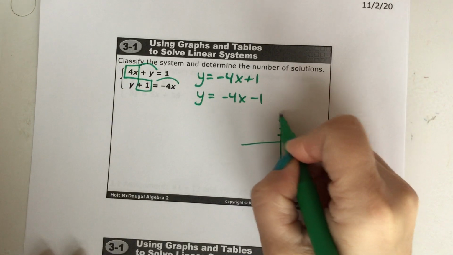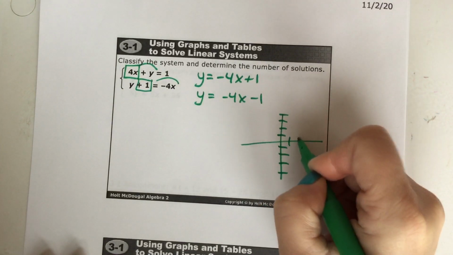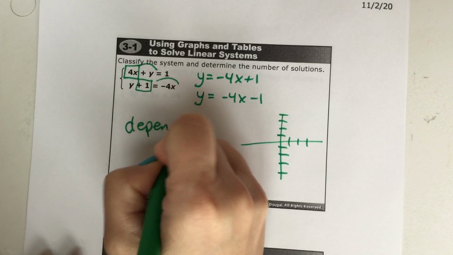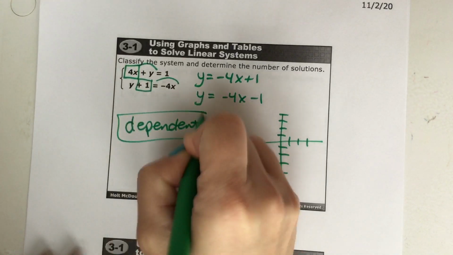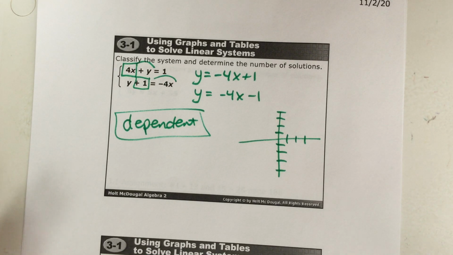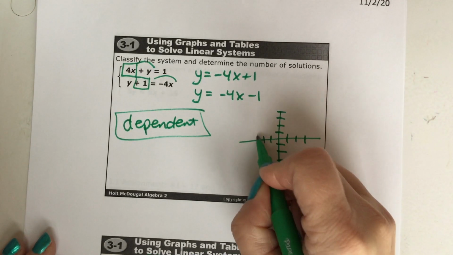So what I notice is that yes, they do have the same slope. So right now I know that they are dependent because dependent means the same slope. So I'm halfway there. But I need to know, are they consistent or inconsistent? Meaning, is there a solution or is there not a solution?